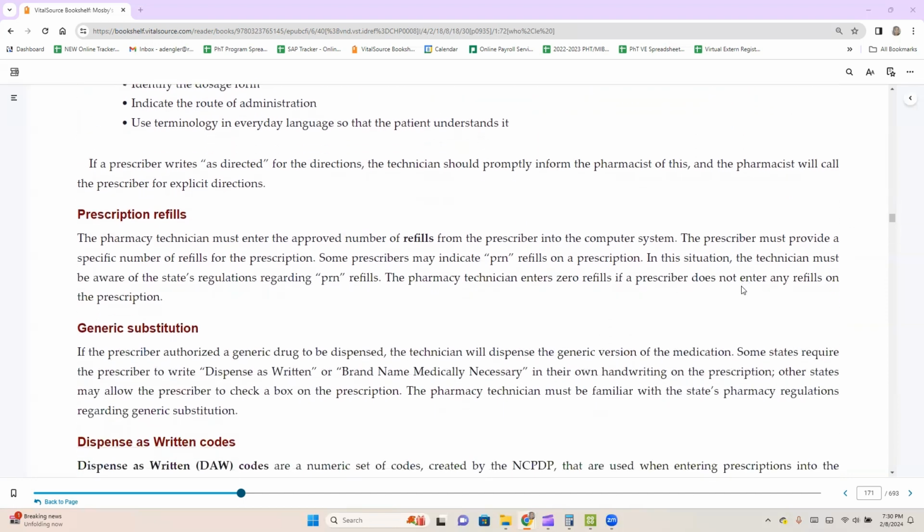The pharmacy technician must enter the approved number of refills from the prescriber into the computer system. The prescriber must provide a specific number of refills for the prescription. Some prescribers may indicate PRN refills on the prescription. In this situation, the technician must be aware of the state's regulations regarding PRN refills. The pharmacy enters 0 refills if a prescriber does not enter any refills on the prescription.